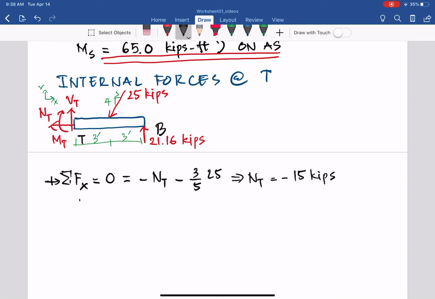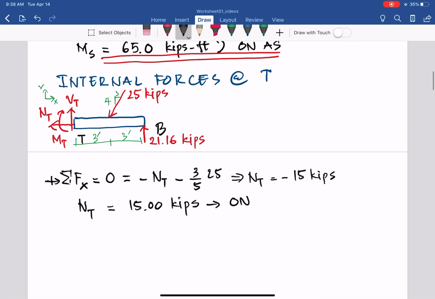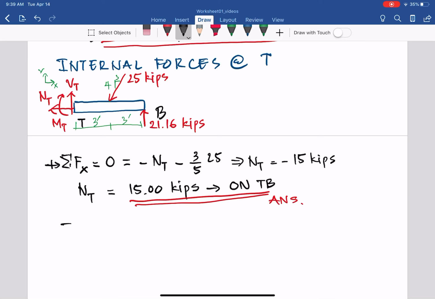What does that mean? NT is equal to 15.00 kips. We assumed it goes left, now it goes right on TB. Remember TB is point T and point B, not Tampa Bay, by the way. So it will be the answer. And similarly for F_y. All of this you already learned, I just make it very quick in this problem.